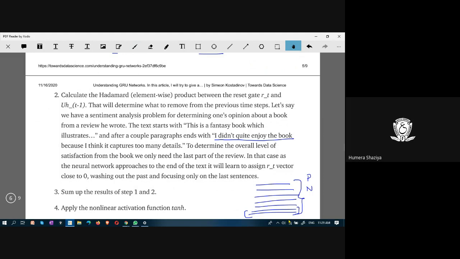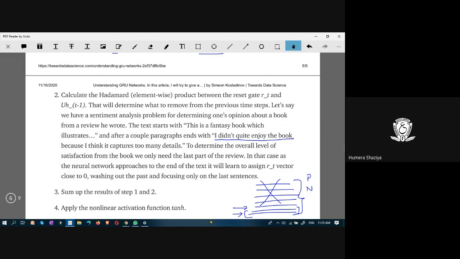So the neural network, when it reaches the end of the text, will assign an RT vector close to 0 to all, washing out the past and focusing only on the last line. When the GRU reaches this point, it just resets the entire information and preserves only this last part.